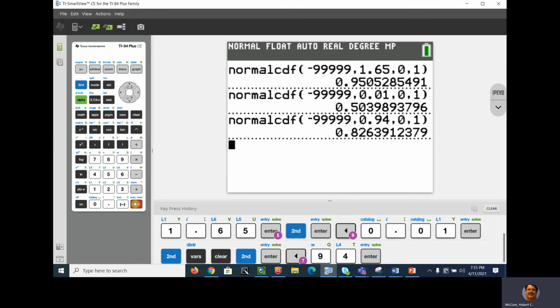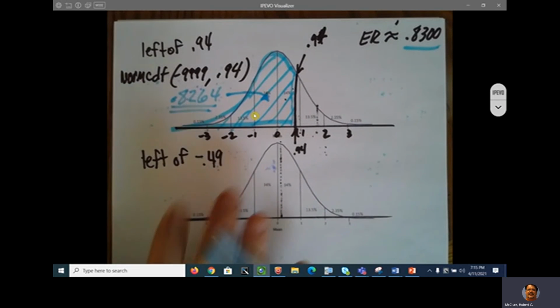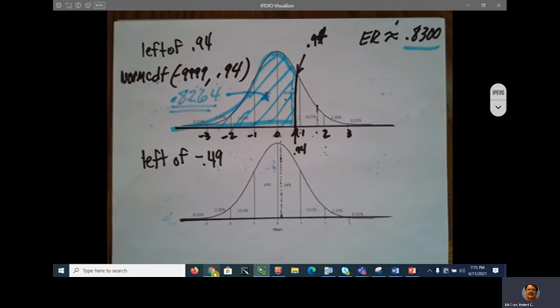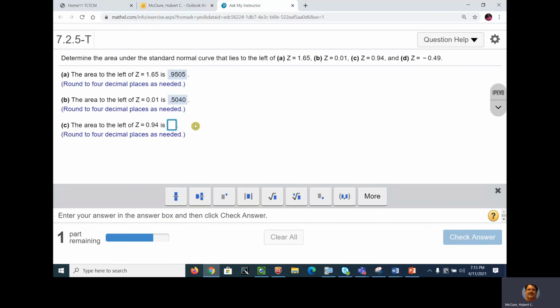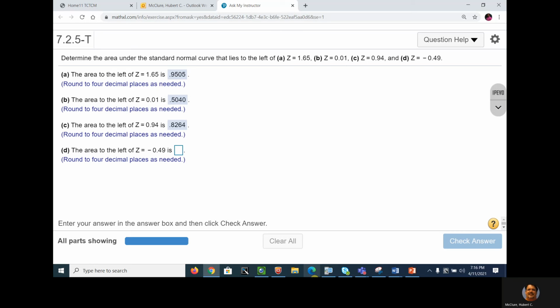I said it was going to be 0.8300, and it came out to be 0.8264. So let's go check it out with our 0.8264. And that's it. And the last one, negative 0.49.